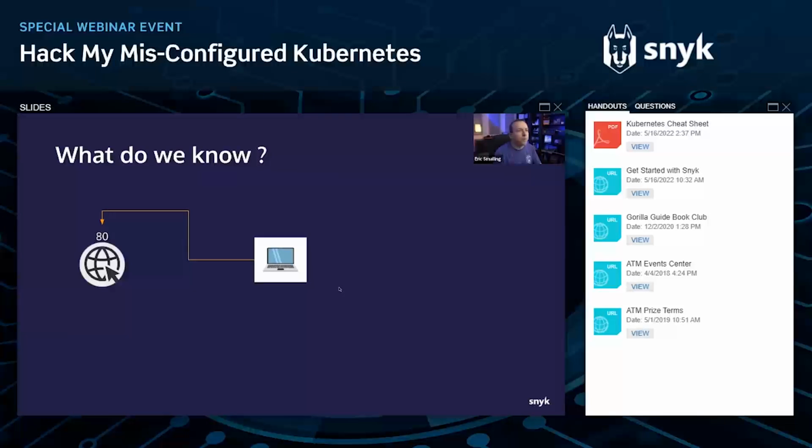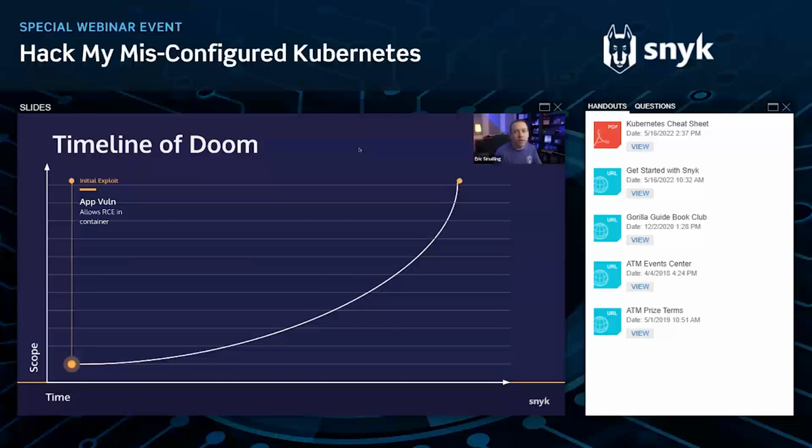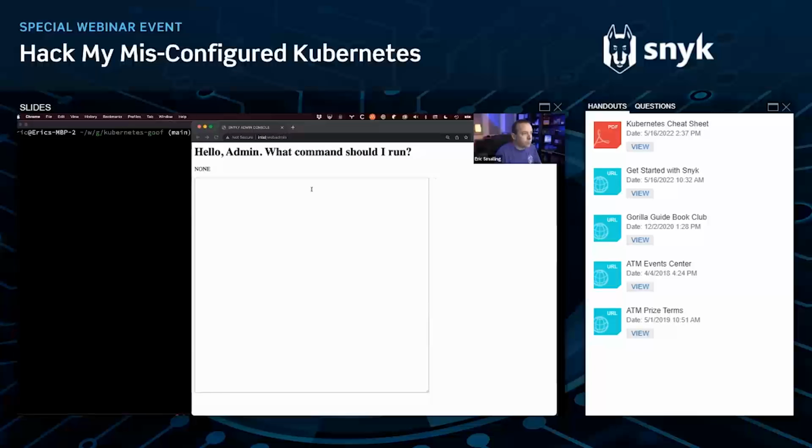Now, as we go, I have this graph we call the timeline of doom. As we go, it's going to track the different things we find and how they are like dominoes feeding towards a larger attack. So, enough slides. Let me get over to my demo.